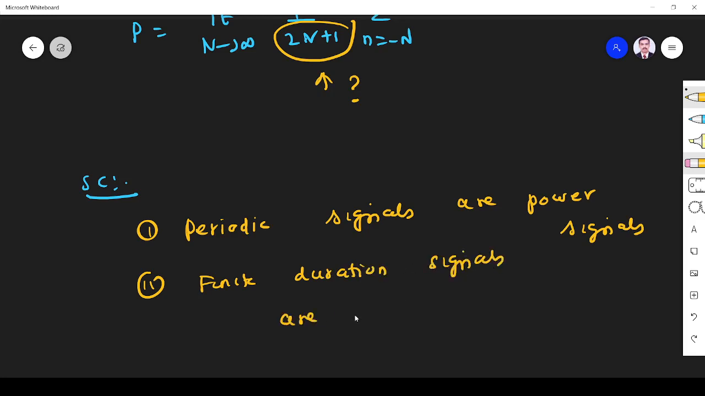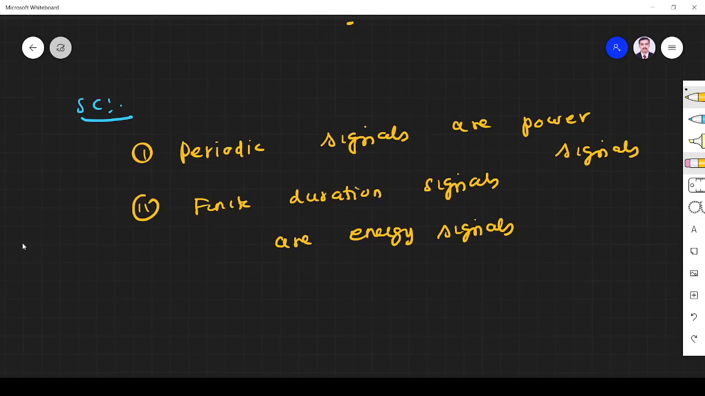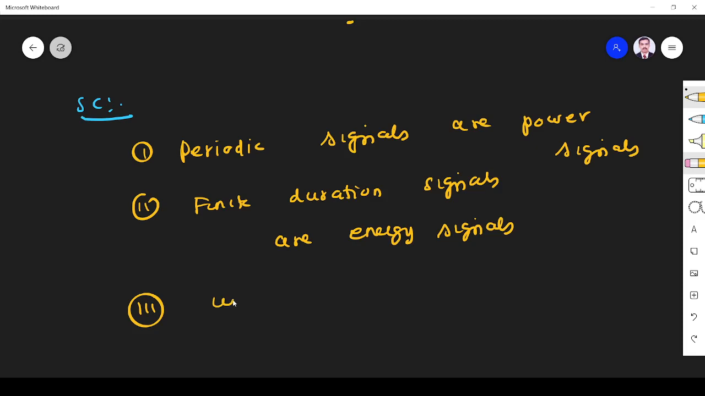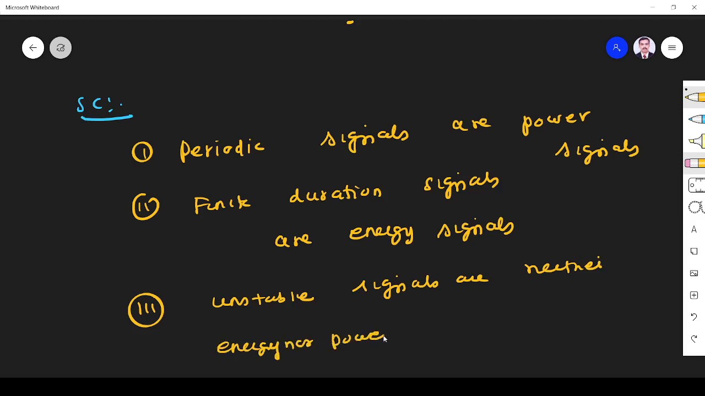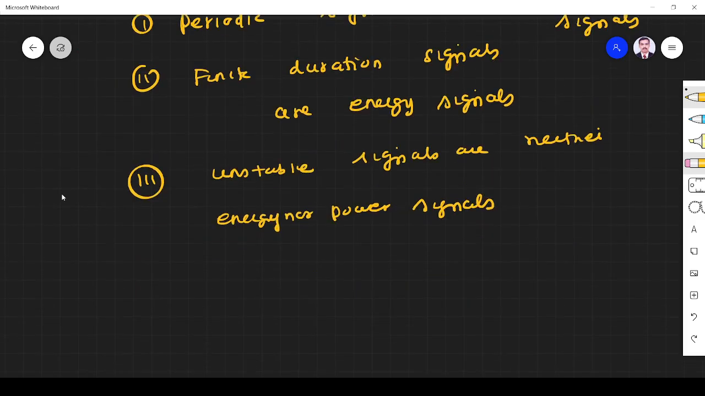Finite duration signals are energy signals, right? So that is another important point. Third one is unstable signals are neither energy nor power signals. So these are all the points we must know about energy and power, right?